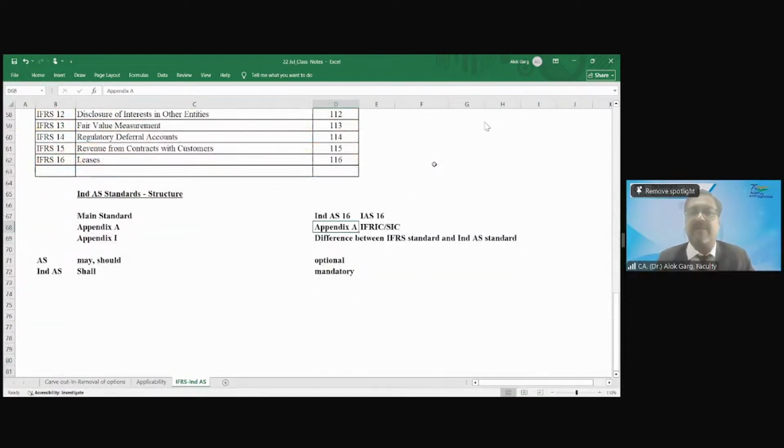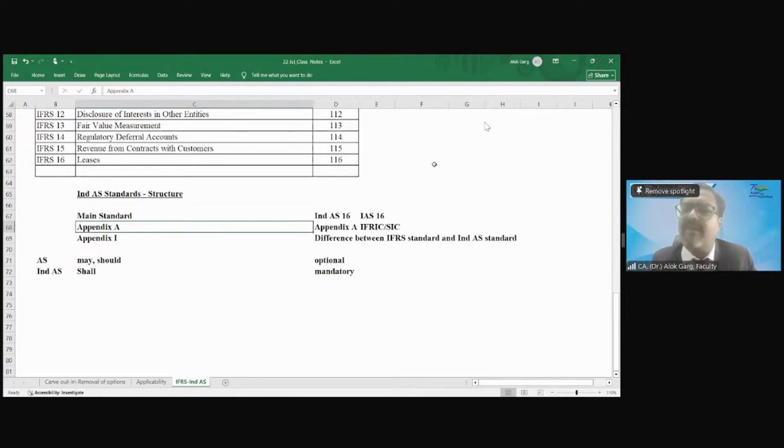Okay. Is that clear? So what is the Ind AS standard structure? There is a main standard. Main standard means, for example, Ind AS 16, Property, Plant and Equipment. There is a main standard. Then after the main standard, you will find an alphabetical appendix.